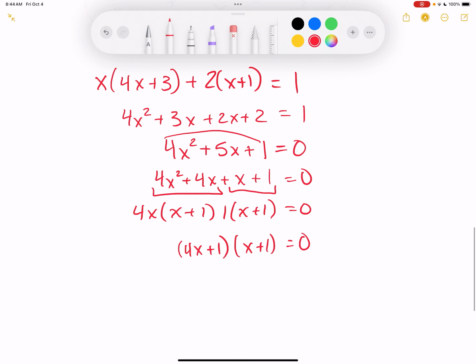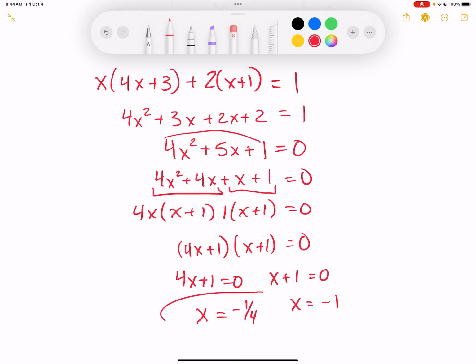We use our zero factor property and set each piece equal to 0. So 4x plus 1 equals 0 and x plus 1 equals 0. So x equals negative 1. And over here, x equals negative 1/4. And those would be your two answers for one like this.